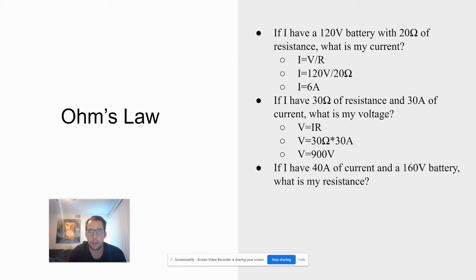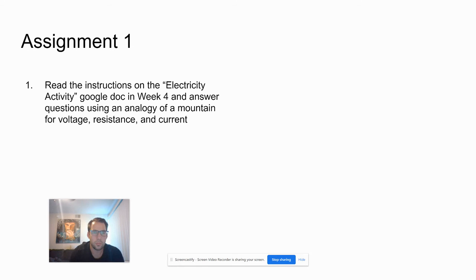And then lastly, if I have 40 amperes of current and a 160 volt battery, what is my resistance going to be? Well, resistance equals my voltage divided by my current. 160 divided by 40 gives me 4 ohms.